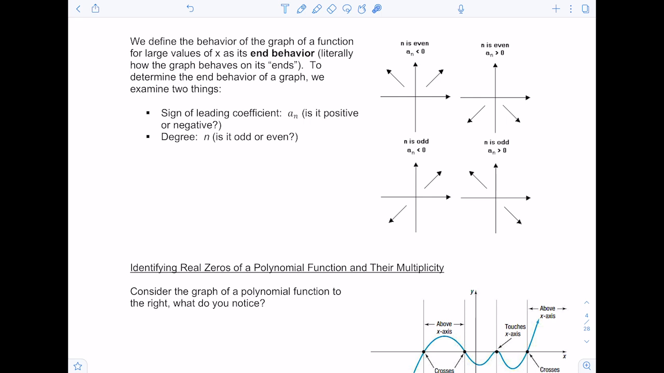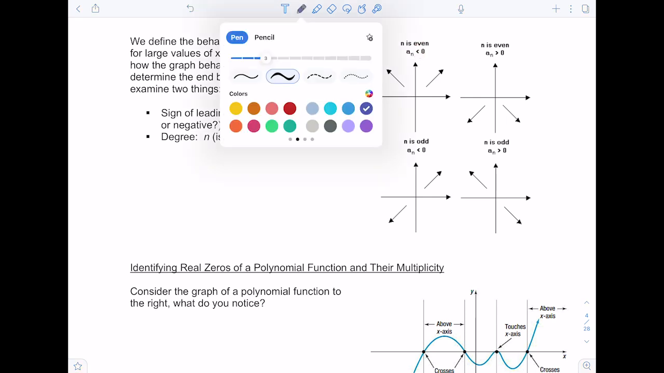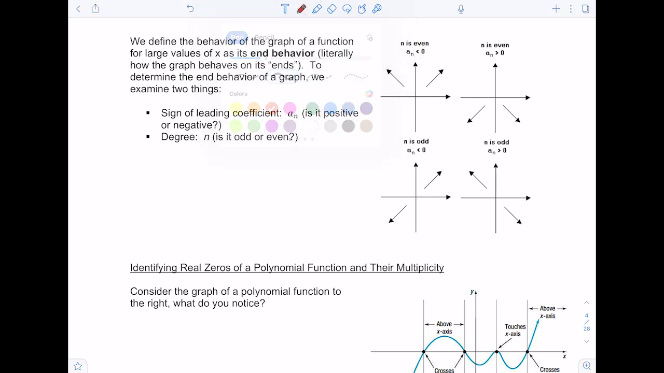So this needs to change, by the way. That should be a greater than symbol. So let me make that in red so it stands out. This should be a of n is greater than 0. And when the lead coefficient is greater than 0, or positive, and even, when the degree is even, it's going to have both of its ends pointing up.